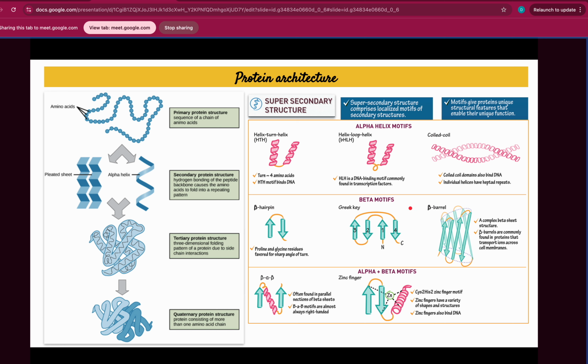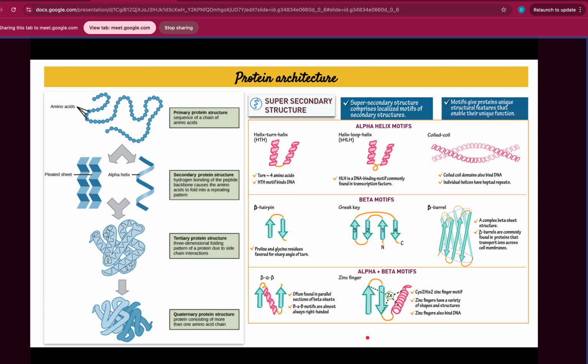Then there are beta motifs, in which multiple beta sheets are present. So they could be beta hairpin motif, Greek key motif, which appears like a Greek key, and then beta barrel. This also involves multiple beta sheets which are present next to each other and forming a structure like a barrel. Then there are combinations of both the alpha helices and beta sheets, which give rise to alpha plus beta motifs, such as beta alpha beta or zinc finger motif. So these are some of the super secondary structures.